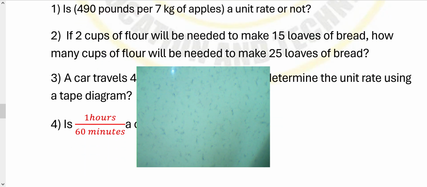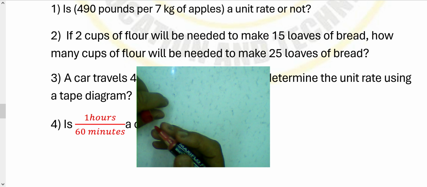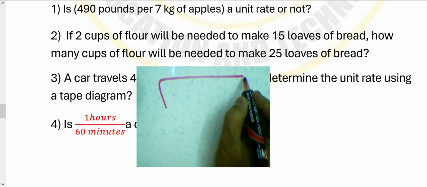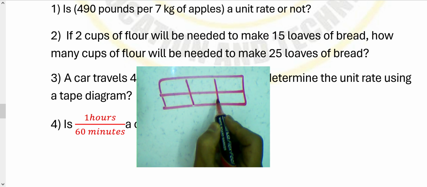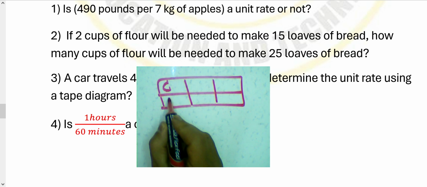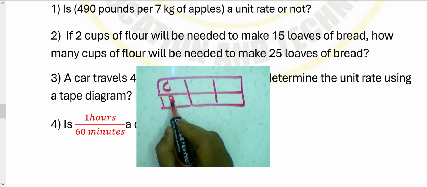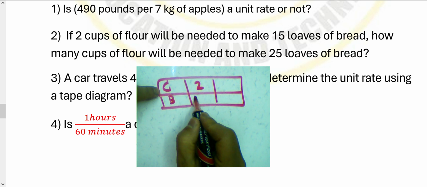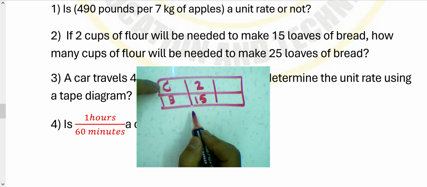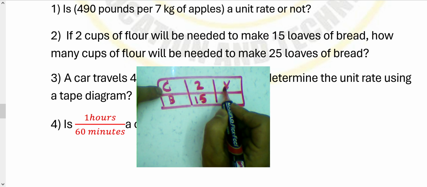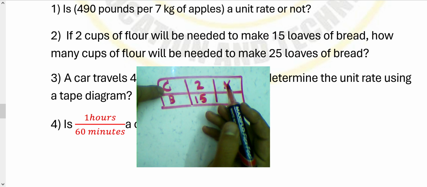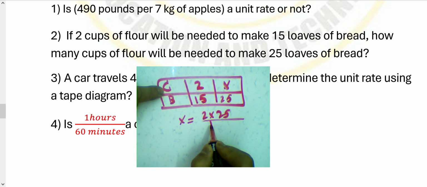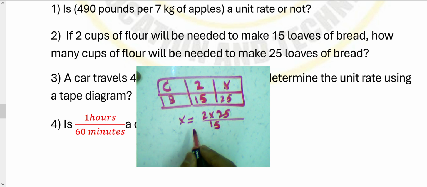Question number 2. If 2 cups of flour are needed to make 15 loaves of bread, how many cups of flour will be needed to make 25 loaves of bread? Okay, we can compare the number of cups and the number of loaves. We need 2 cups to make 15 loaves of bread. We want to find how many cups of flour are needed to make 25 loaves of bread. We can write x equals 2 times 25 over 15, and then we can simplify it.